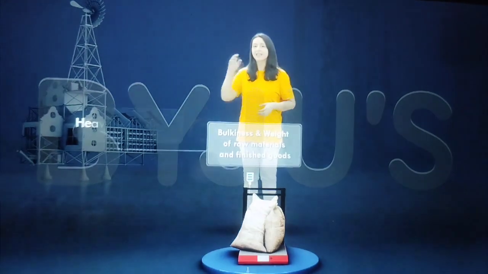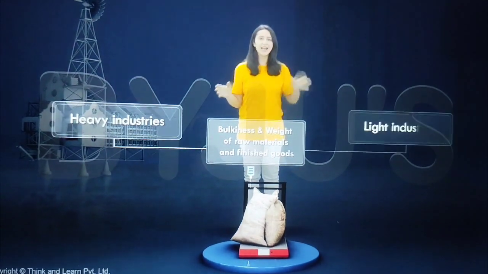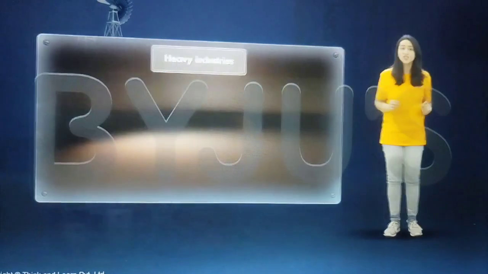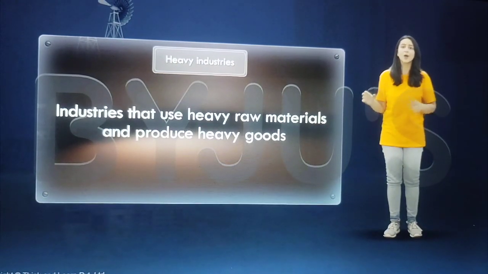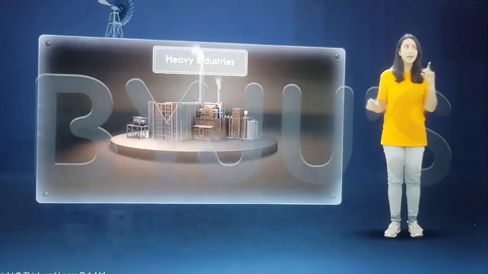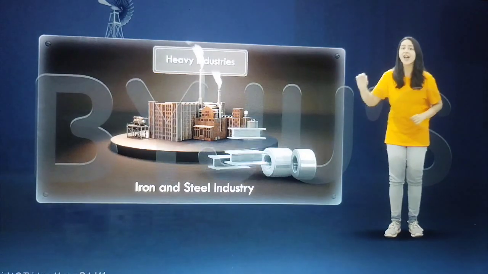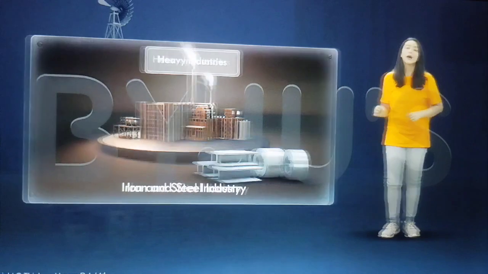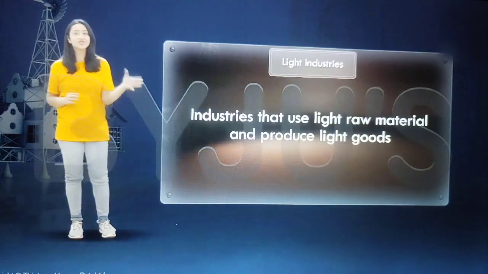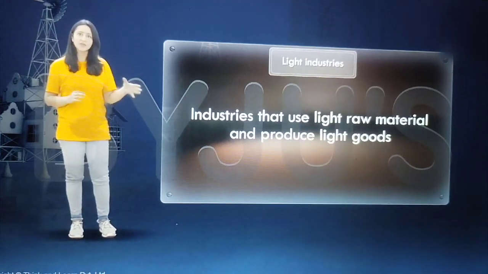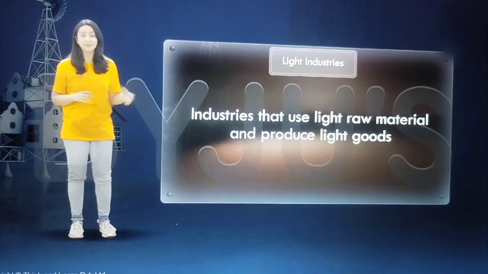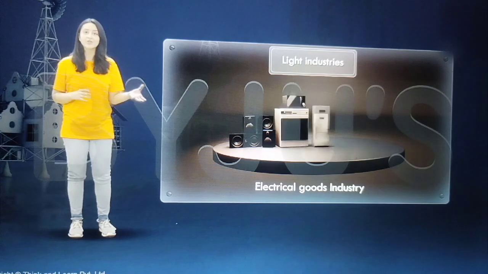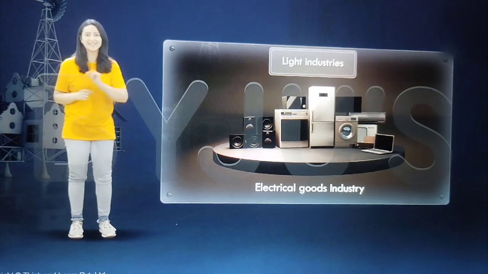Now, this includes heavy industries and light industries. Industries that use heavy raw materials and produce heavy goods are called heavy industries. A good example is the iron and steel industry. Now, on the other hand, the industries that use light raw materials and produce light goods are called light industries. The electrical goods industry is an example of a light industry.